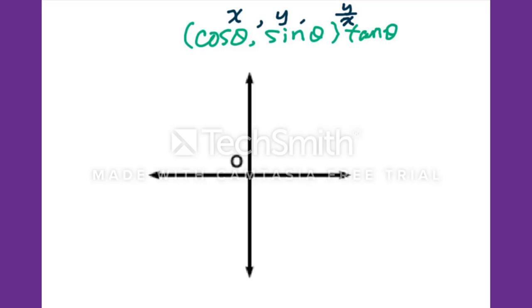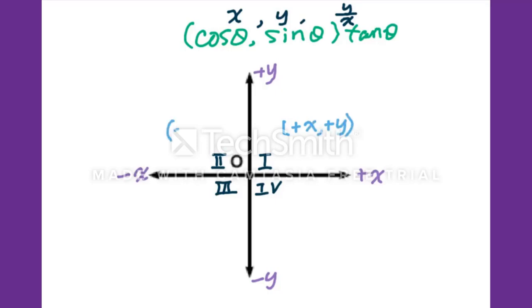So let's talk about these quadrants, first, second, third, and then the fourth. We already know this will be positive x, negative x, positive y, negative y. So for the first quadrant, we got positive x, positive y. The second quadrant is negative x, positive y. For the third quadrant, that's negative x, negative y. The fourth quadrant will be positive x, negative y.